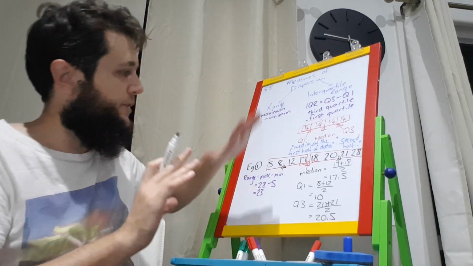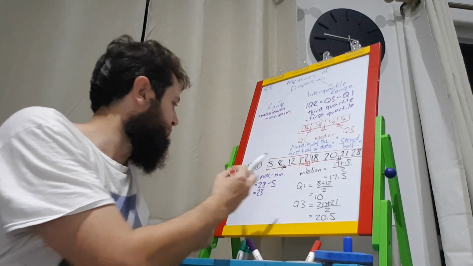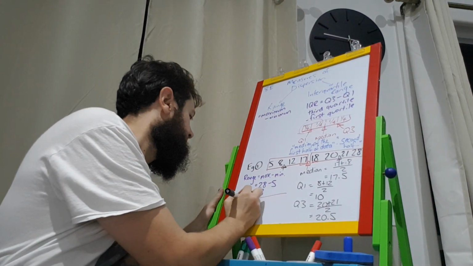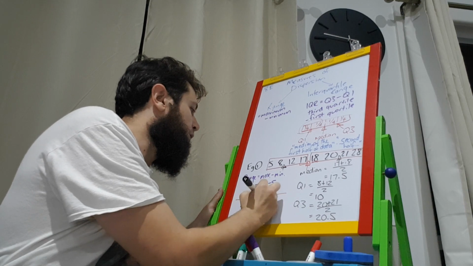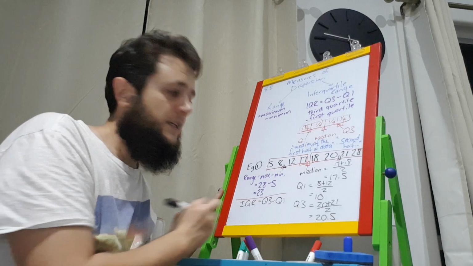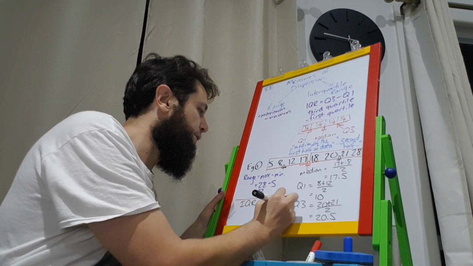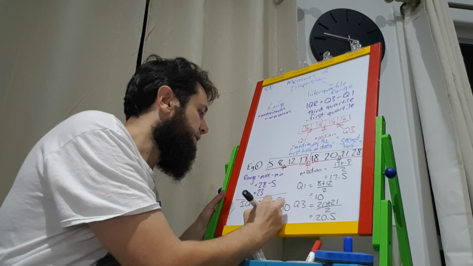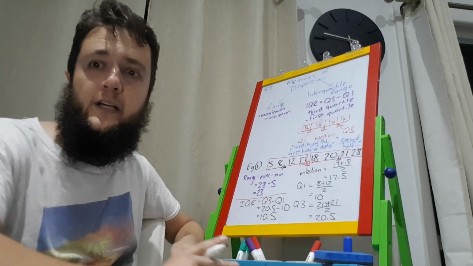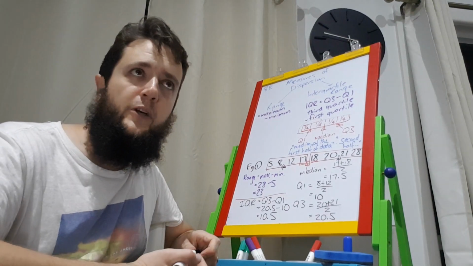I wish I had more room on this board. I'd work downwards, but I'm going to have to show a little bit on the side here, unfortunately. The interquartile range we defined before as being the third quartile subtract the first quartile. So we put the values in. The third quartile is 20.5, the first quartile is 10. The interquartile range is therefore 20.5 subtract 10, which is 10.5. Your interquartile range is 10.5.